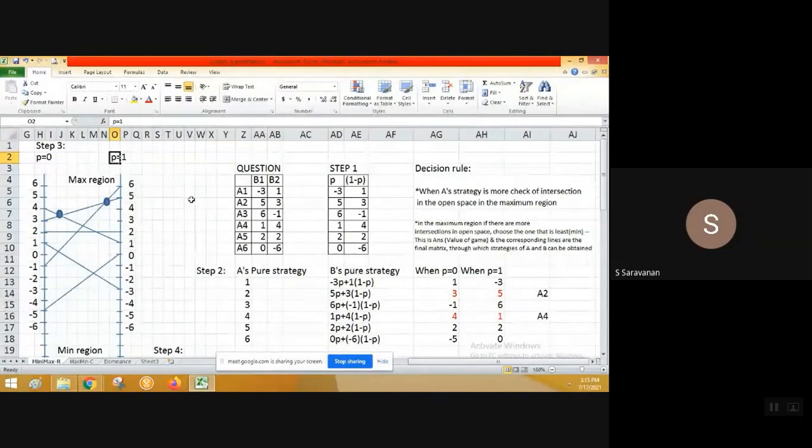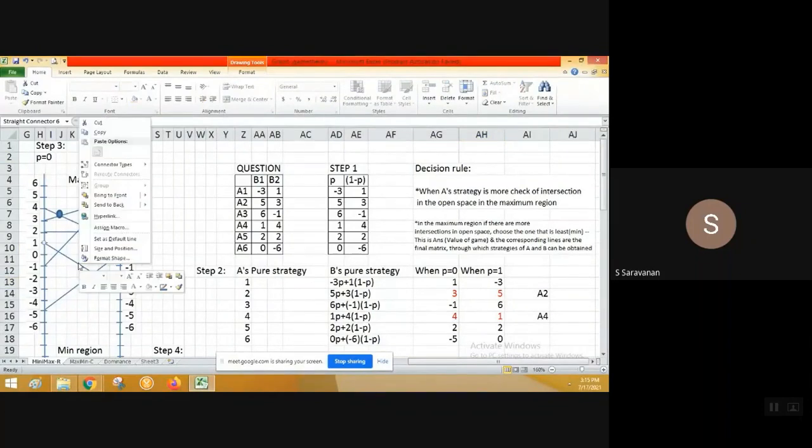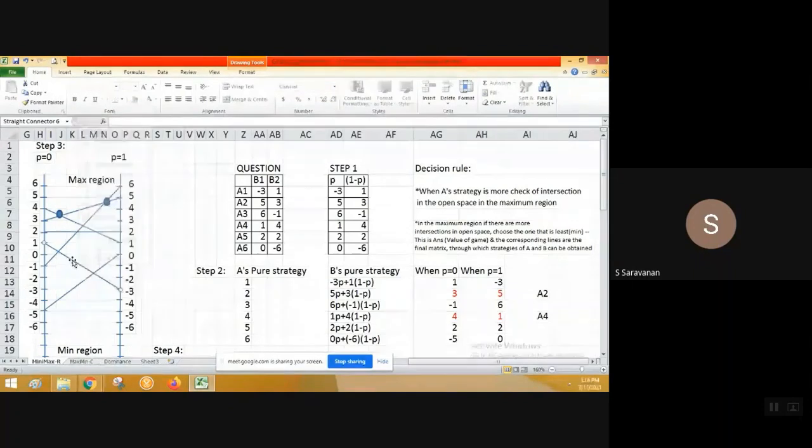Okay, so now you have drawn two lines. Now we are going to connect the coordinates, that's all. See here, A's pure strategy when it is 1, you need to connect 1 with minus 3. So 1 is connected with minus 3. This is that line, 1 connected with minus 3. This specific line is what I am highlighting.